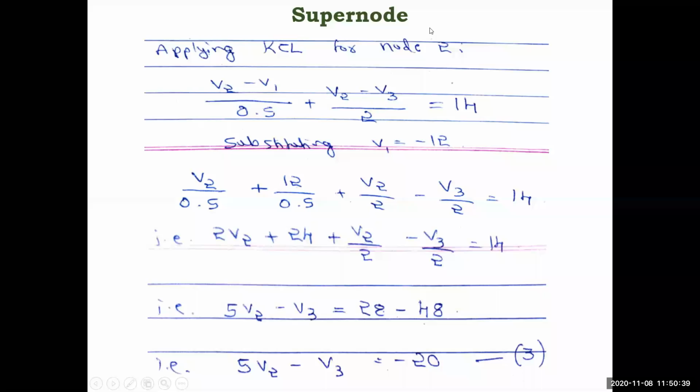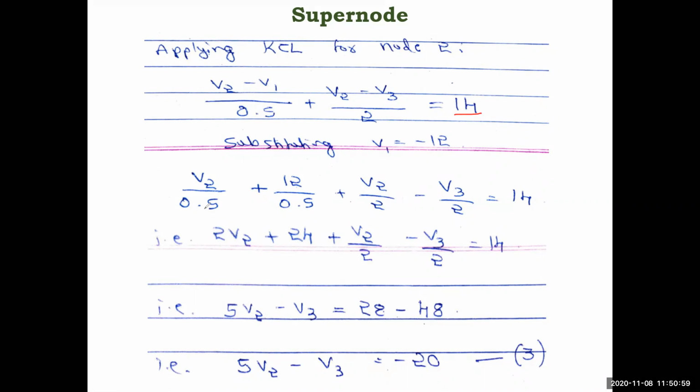So you'll get (V2 minus V1) by 0.5, because it is KCL, that's why current form, plus (V2 minus V3) by 2 is equal to 14 amps, current entering the node there, right? That's why you have to enter it. Then V1 you substitute here, minus 12, so V2 by 0.5, minus of minus plus 12 by 0.5, plus V2 by 2 minus V3 by 2 is equal to 14.